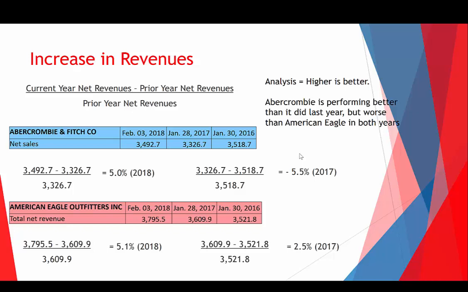A&F is doing better than they did last year, but they're doing worse than American Eagle in both those years. Pretty close this year. And it's nice to compare year over year. Maybe something weird happened in 2017 in the industry. Maybe some like Lululemon or something. Maybe they really blew up in 2017. So both these companies were down a little bit. But they recovered in 2018, and it looks like American Eagle just did a little bit better in both years.